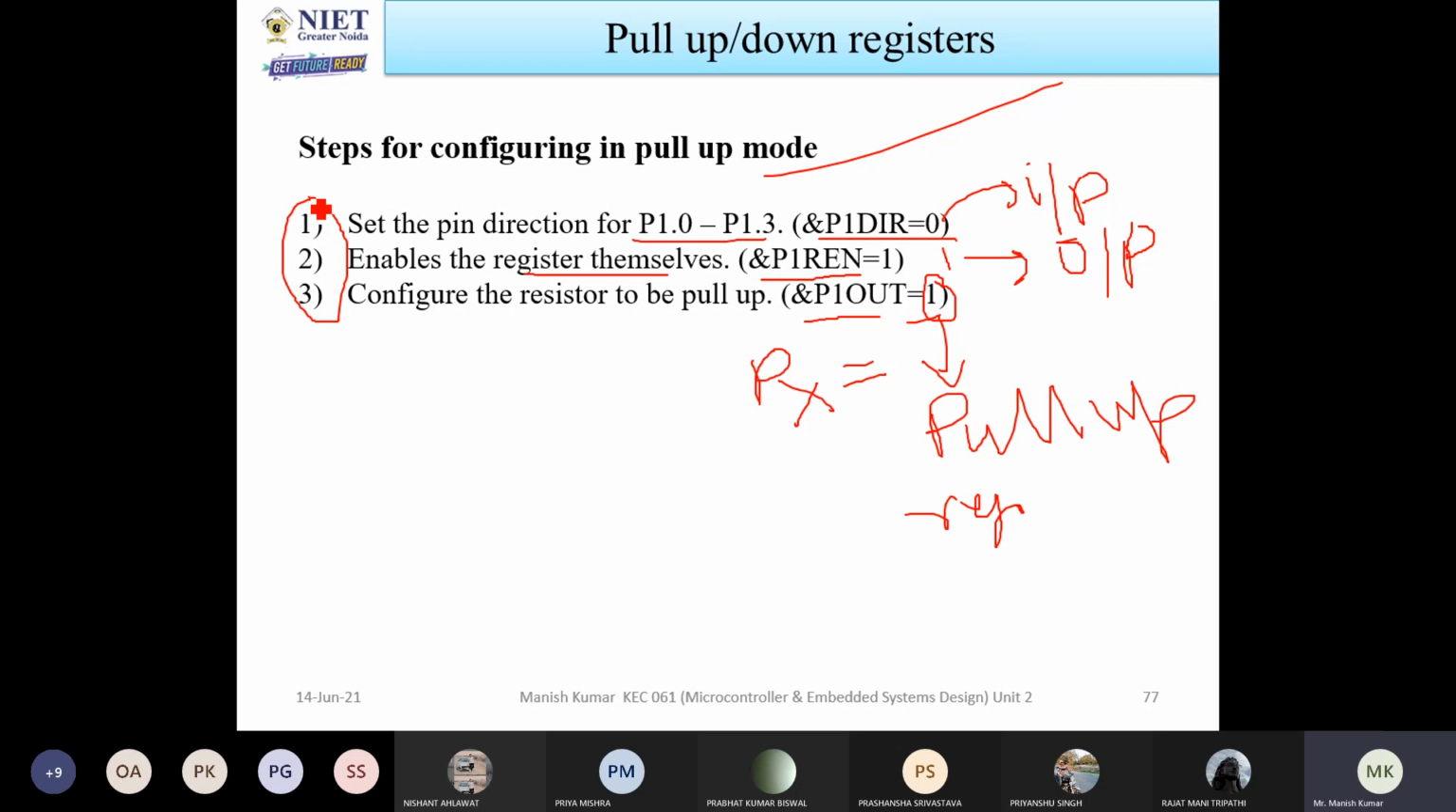Any port means general purpose input output pins. We are not going to configure the special function pins. All of you know that some special functions are also present in the microcontroller. Okay.